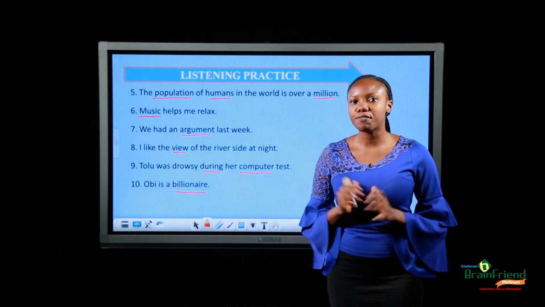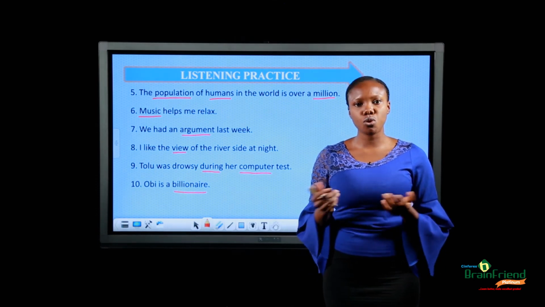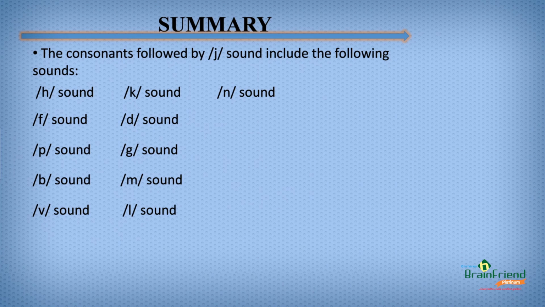This is where we draw the curtain for today's class. But before we go, let's take a quick summary of all we've learned so far. We've learnt that the consonants followed by the H sound include the following sounds: the H sound, the F sound, the P sound, the B sound, the V sound, the K sound, the D sound, the G sound, the M sound, the L sound, and lastly, the N sound.